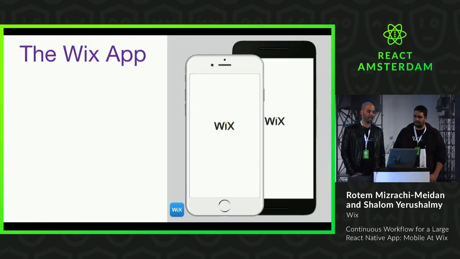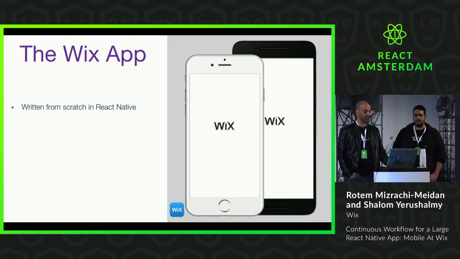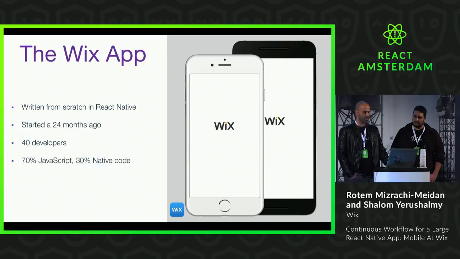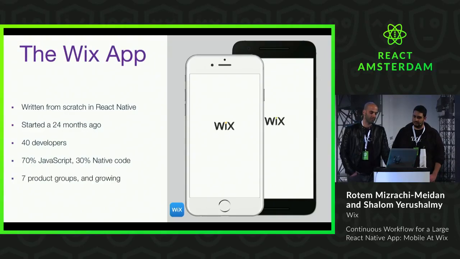So the Wix app is our official iOS and Android app. It's written from scratch in React Native. It has been being developed in the past 2 years. In terms of engineering efforts, there are currently 40 developers working on the project or supporting it with infra tools like we do. The majority of the code is written in JavaScript, and we try to keep our infrastructure native and business logic in JavaScript. And the app is a cross-company effort. It currently incorporates code from 7 different product groups.